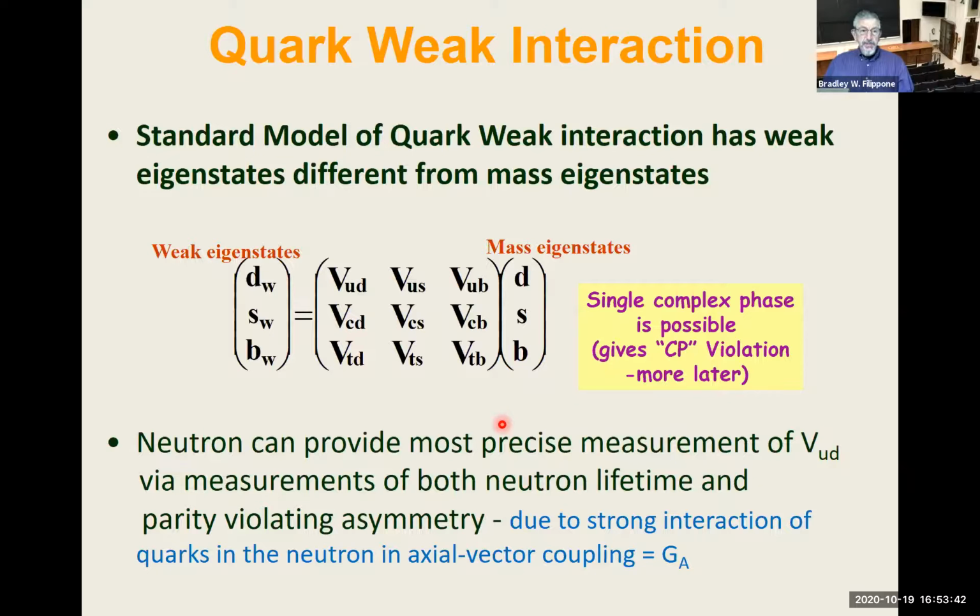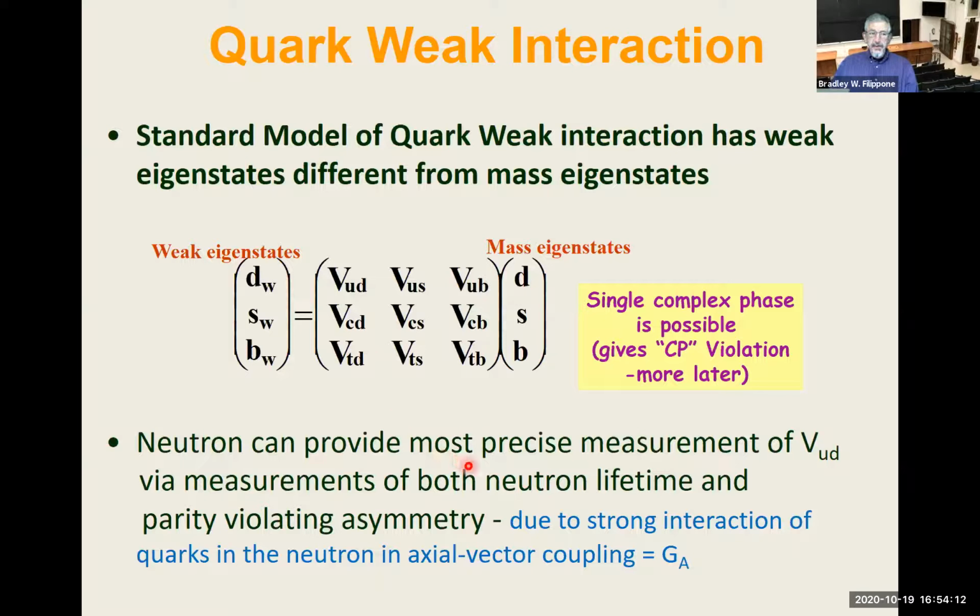So in principle, precise measurements of the neutron can provide the best measurement of VUD, which is a fundamental part of the standard model. And if you measure it sufficiently precisely, you might be able to observe a violation of unitarity. The matrix elements have to sum to 1. If that doesn't work, you've missed some physics, meaning there might be new particles that are interacting.